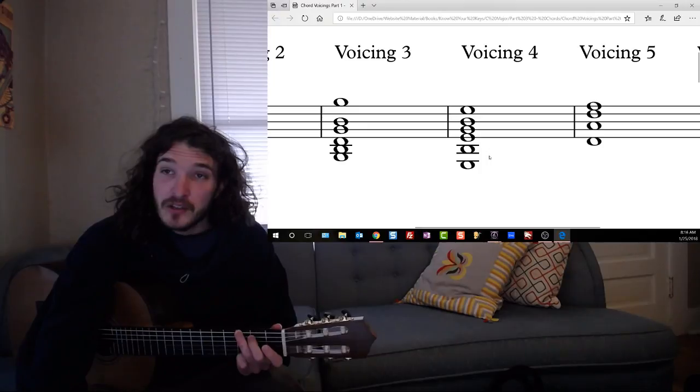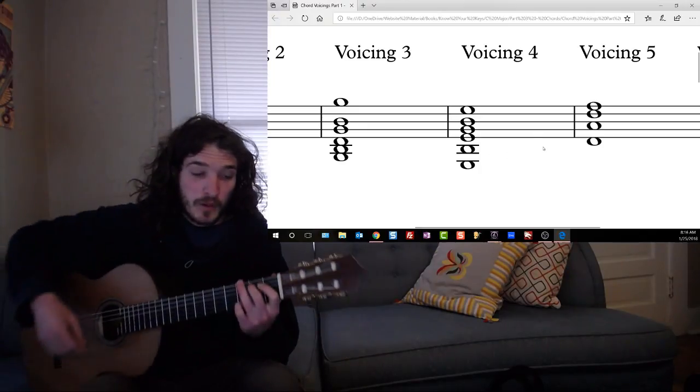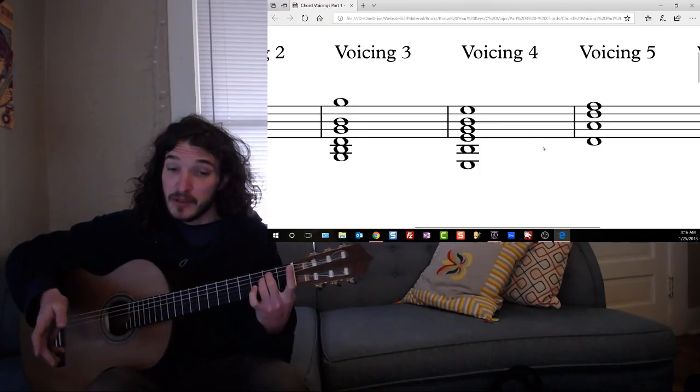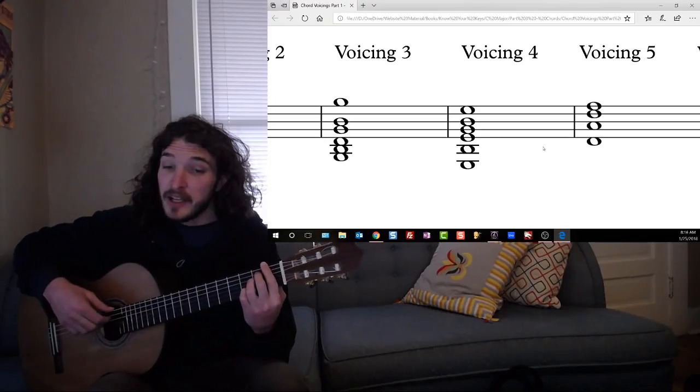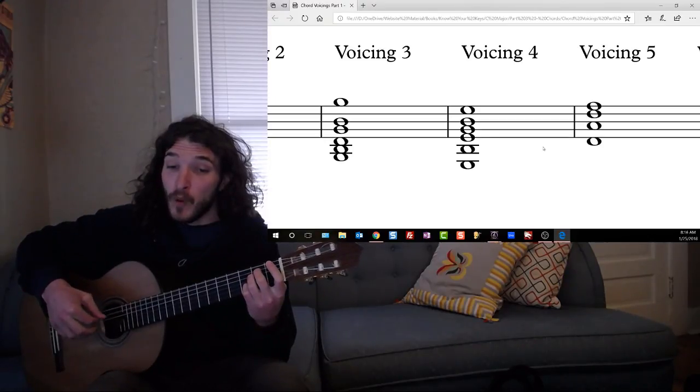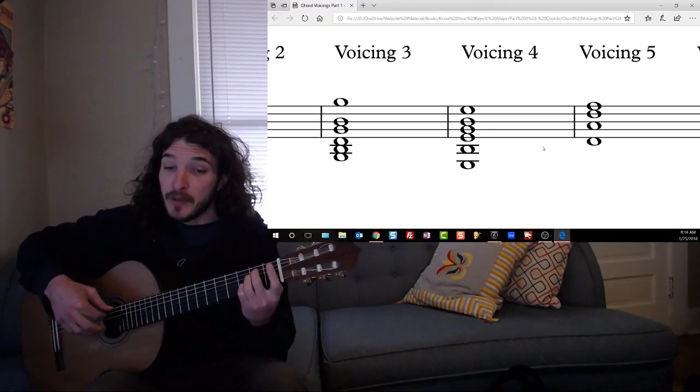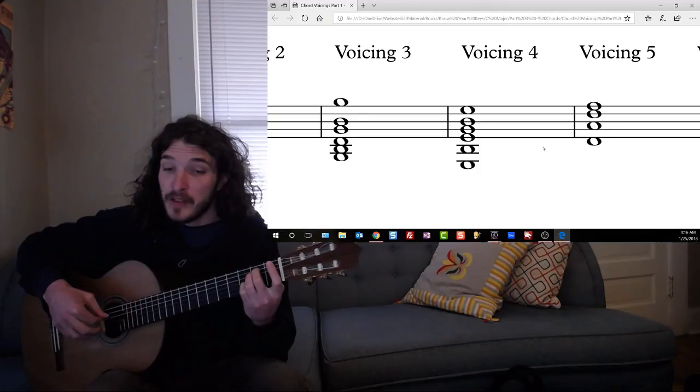So next, let's take a look at voicing 4, which is traditionally called the E shape. Here what we have is a 5, 4, 3, 3, 4. So E up to B is a 5, then B up to E is a 4, then E up to G is a third, G to B is a third, and B up to E is a fourth.